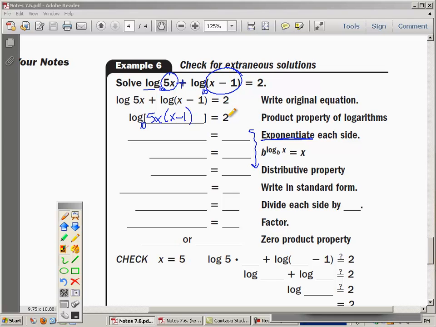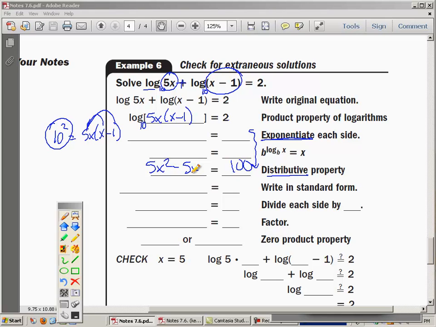And I'll rewrite it over here. 10 to the second power is equal to this mess, which is 5x times x minus 1. All right? Well, what is 10 squared? Well, that's 100. And then on the other side, we're going to do 5x times x. We're going to use our distributive property. 5x times x is 5x squared minus 5x.